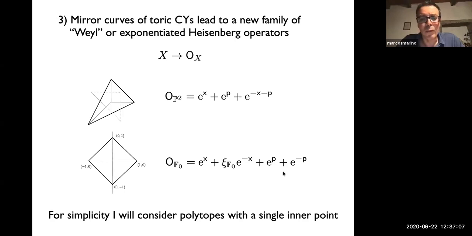For simplicity in this talk, I will only consider polytopes with a single inner point, which means I'm going to consider only mirror curves of genus one. There is a very interesting story for higher genus, which we worked out in detail, but it's only slightly more complicated. So just to fix ideas, I will focus on this type of example. The main message is that just by a standard simple quantization, you can get very interesting operators from the point of view of spectral theory. Local mirror symmetry, in a sense, gives rise to the quantum mechanics of Weyl operators, which are exponentiated Heisenberg operators.